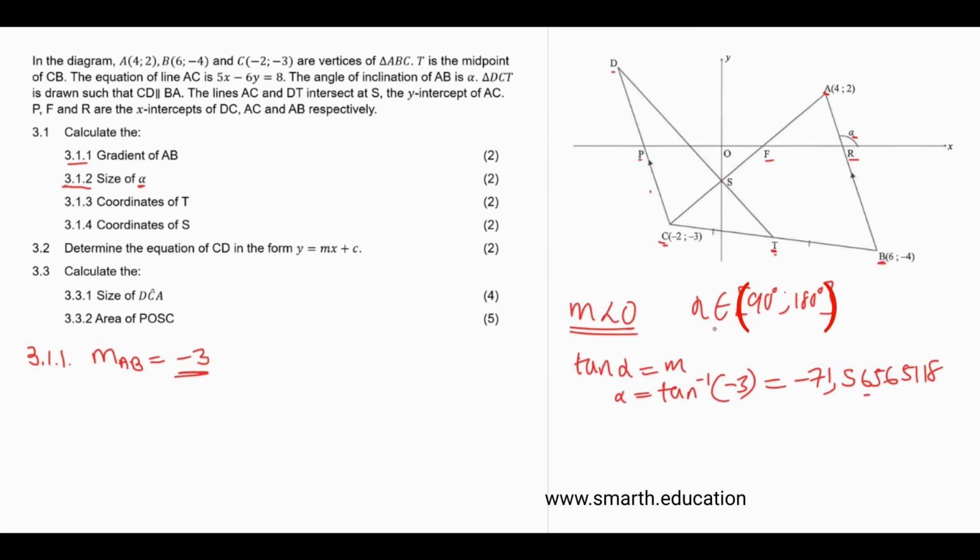How do we find our angle, which is an obtuse angle? We just add 180 degrees. So meaning that alpha is equal to 180 degrees plus negative 71.565118. Then we get that alpha rounded off to 2 decimal places is 108.43 degrees.